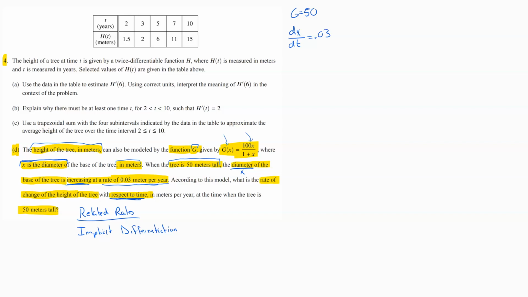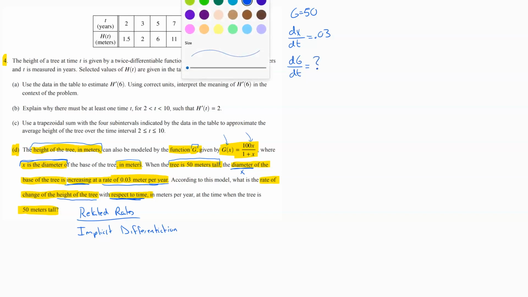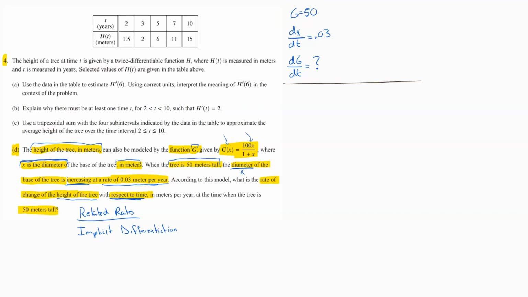And then from there, the question wants to know what is the rate of change of the height of the tree with respect to time. So what they want me to go find is dg/dt. That's what I'm being asked to do right now. Well, that means we need to go find our g equation, and we need to take its derivative with respect to time. So our g equation is right here. So I know g equals 100x over 1 plus x.